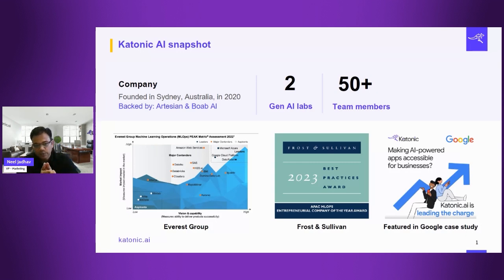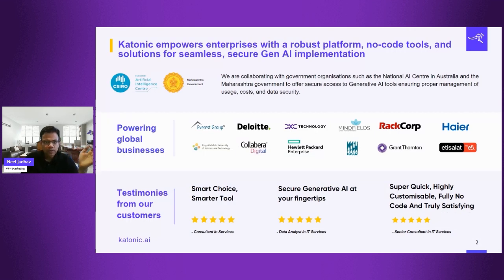These are some of the reports where we've been mentioned, we've been published. So Everest Group has featured us in their peak metric study. Frost and Sullivan gave us an award last year, and Google recently featured us in a case study where they talked about how using the Katonic platform, organizations are seeing a very, very rapid ROI on the AI investments that they're making.